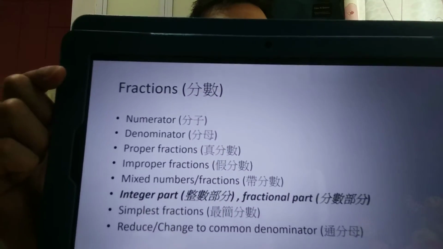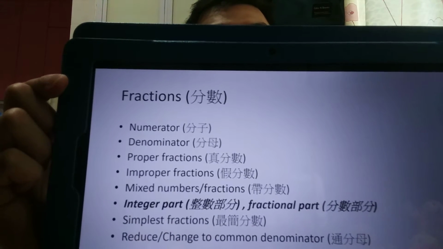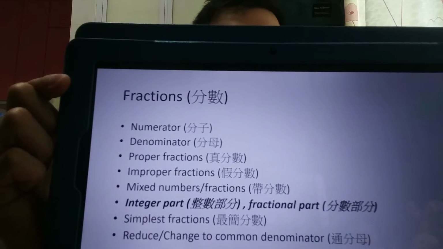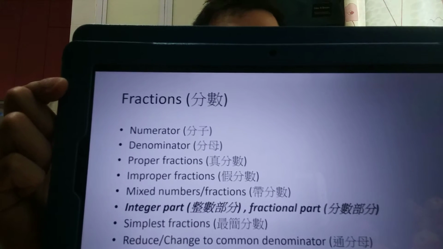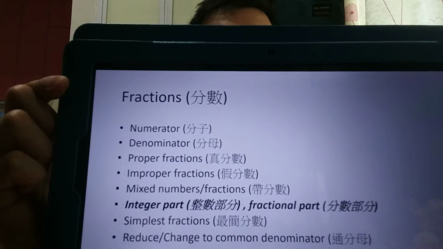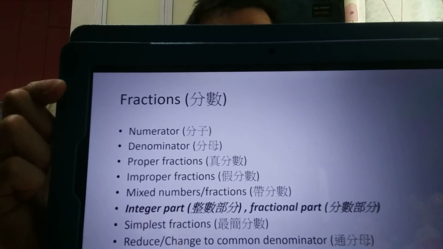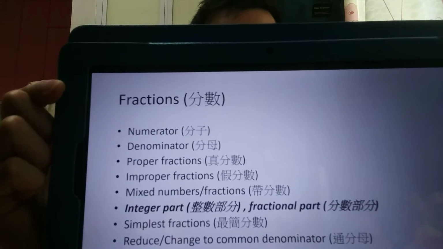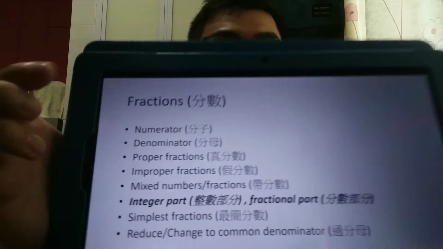So make sure that you still remember some words about fractions. For example, what's the meaning of numerator, denominator, proper fraction, improper fraction, and mixed numbers. Also, you have to understand how to simplify the fractions into the simplest form. And also, you have to remember the technique of making the same denominator between two fractions.